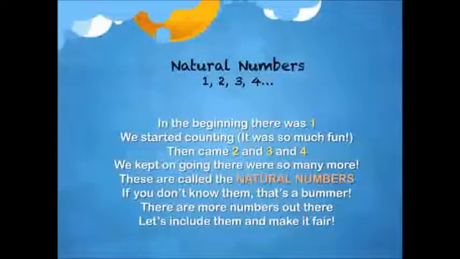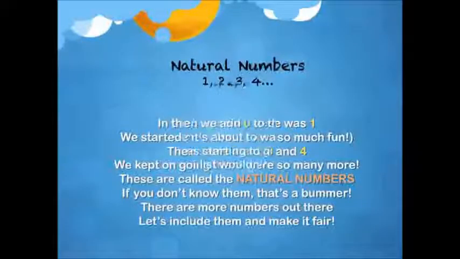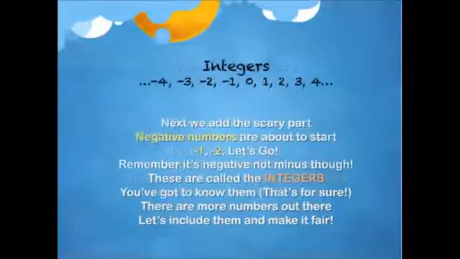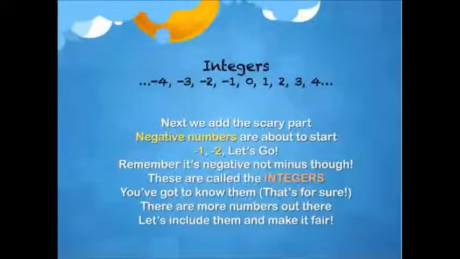In the beginning there was one, we started counting, it was so much fun. Then came 2 and 3 and 4, we kept on going, there were so many more. These are called the natural numbers, if you don't know them that's a bummer. There are more numbers out there, let's include them and make it fair. Then we add 0 to the list, cause it was about to wave its fist. It was starting to get mad, a bigger list wouldn't be so bad. These are called the whole numbers, if you don't know them that's a bummer. There are more numbers out there, let's include them and make it fair. Next we add the scary part, negative numbers are about to start. -1, -2, let's go, remember it's negative not minus though. These are called the integers, you got to know them that's for sure. There are more numbers out there, let's include them and make it fair.